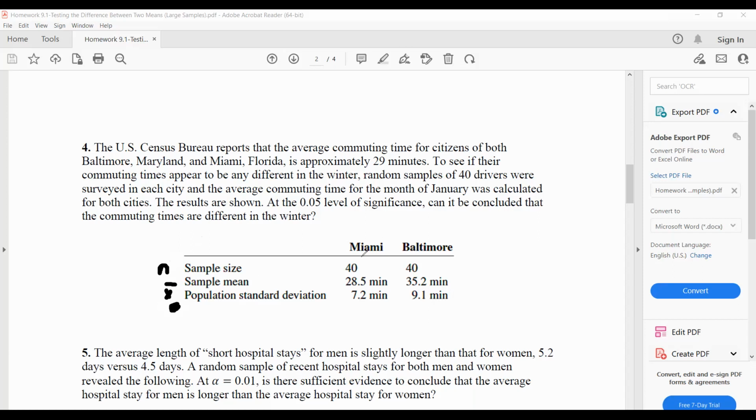You assign the groups yourself. So if you want to call Miami Group 1 and Baltimore Group 2, you can do that, but you have to specify. So when you put this in the calculator, before you start doing your hypothesis test, this is mostly for the person who's reading it, okay?